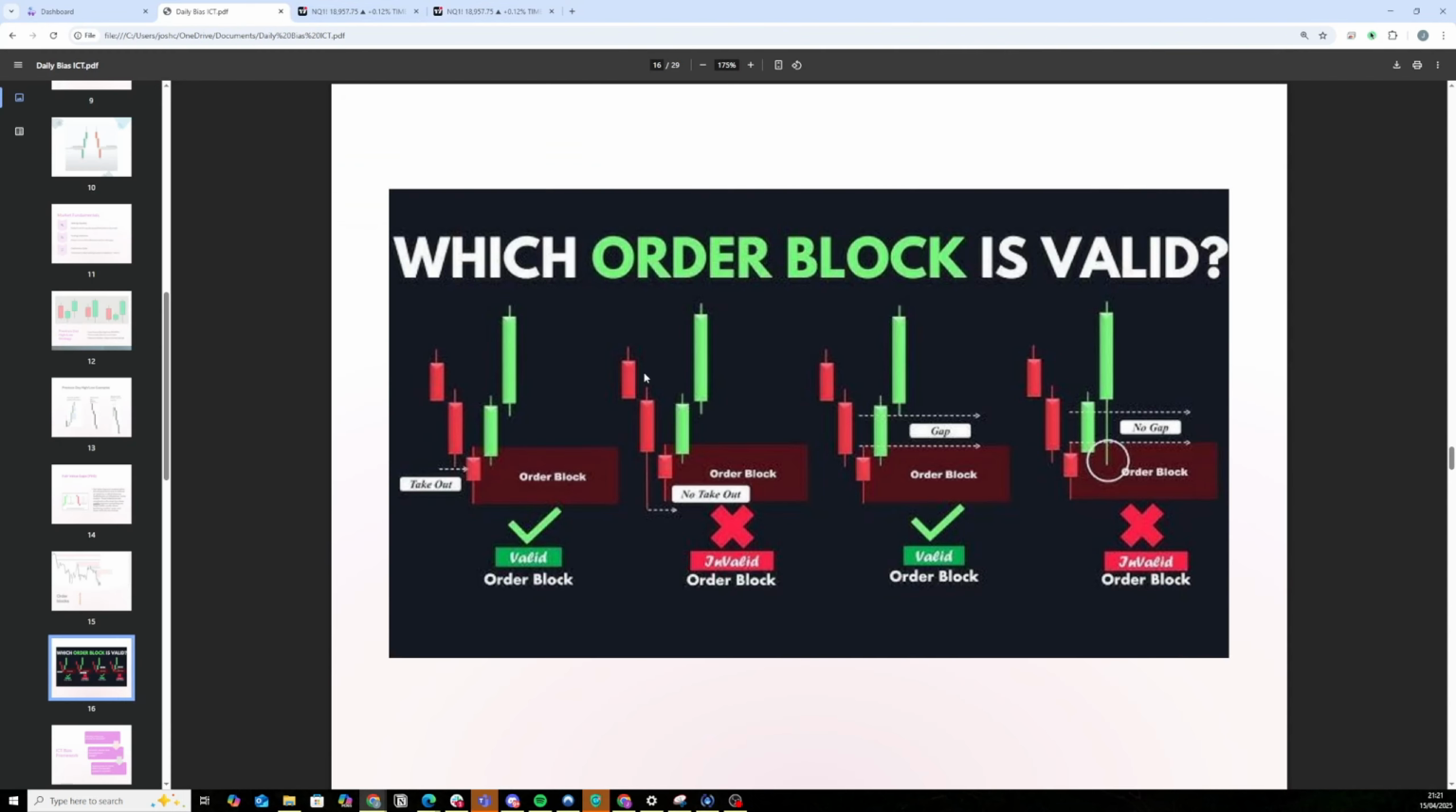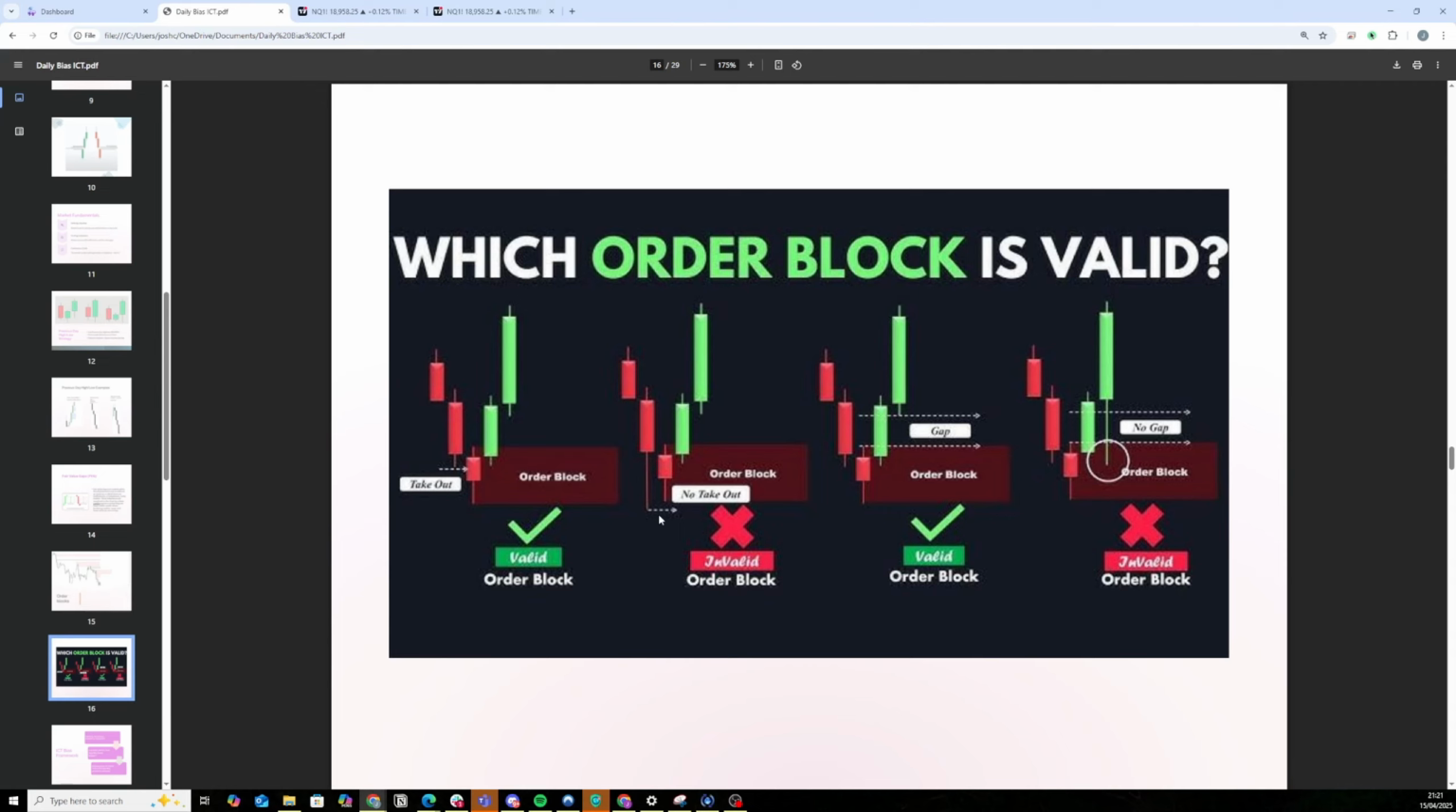Can you explain why number 2 was invalid? Because it didn't take out the previous candle's low. As you can see here, this previous candle got taken out. This one didn't. So it still might work, but it's going to be a lot lower probability, okay?